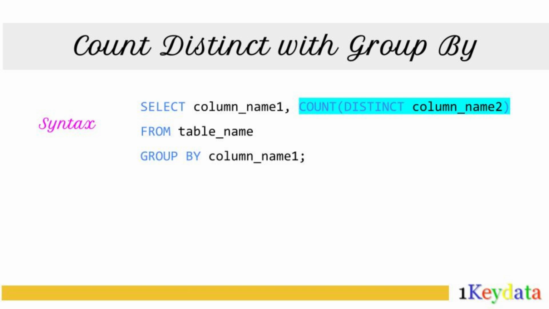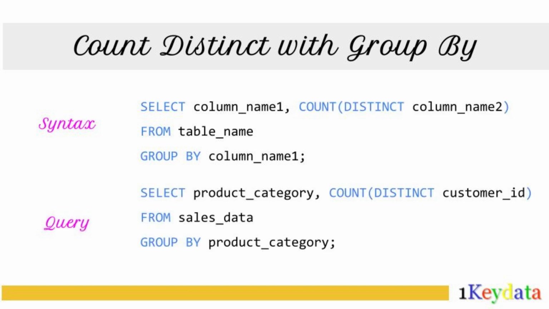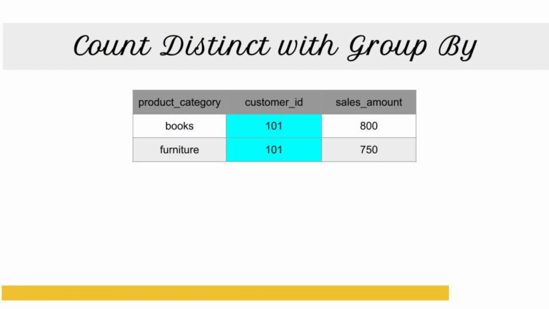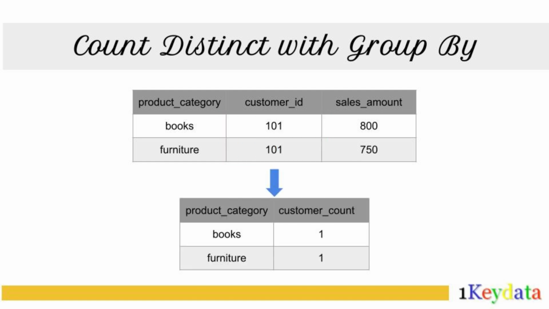Let's say in that same sales_data table, there is a product_category column, and you want to find how many customers each product category has. This is the query you would use. Notice that if the same customer made purchases in 2 different product categories, that customer will be included in the count for both product categories. Here, customer ID 101 is represented in both books and furniture.